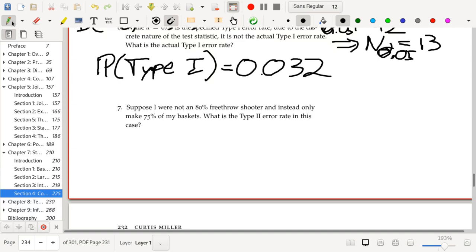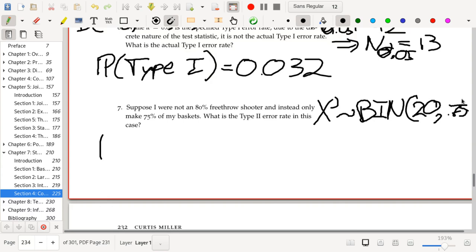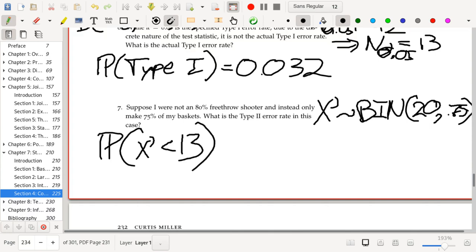So, rejecting the null hypothesis means that we have the random variable, let's call it X prime. So X prime in this scenario follows a binomial distribution with parameters 20 and 0.75. Okay, what I want to do is compute the probability that X prime is less than the cutoff, which is 13. Right. This corresponds to the event of not rejecting the null hypothesis, when X prime is greater than or equal to 13 would reject it. So I'm not rejecting the null hypothesis when I should have. All right. What is this probability going to be? This is going to be 1 minus the probability that X prime is less than or equal to 12.